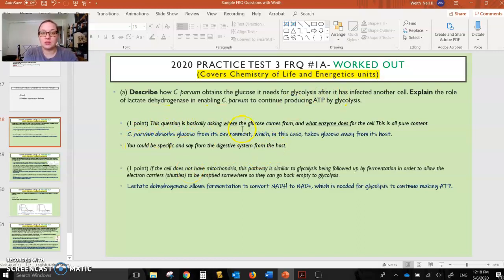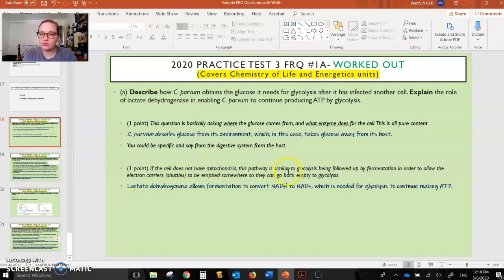So this question, don't overthink it. It's basically asking, where does the glucose come from? You can't create it out of nowhere. And what is that enzyme's role, or what is it doing in this process for these cells? So for number 1, where is the glucose coming from? It's absorbing it from its environment, taking it away from the host. You could say it's coming from the digestive system of the host, because those are the cells it's infecting. And for part 2 here, explain the role of the enzyme.